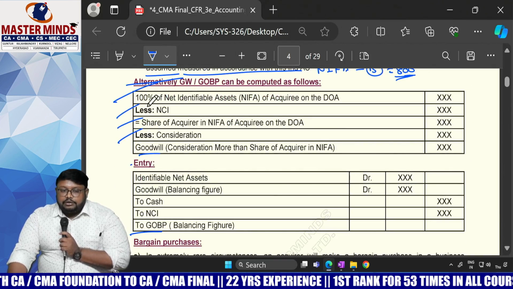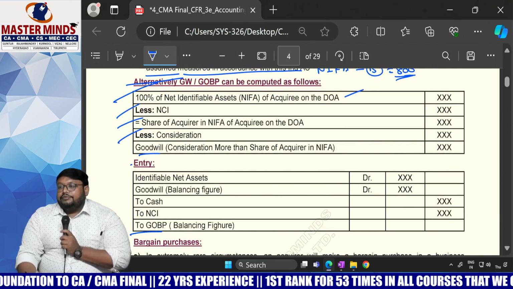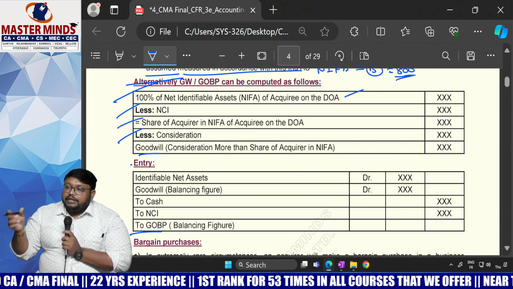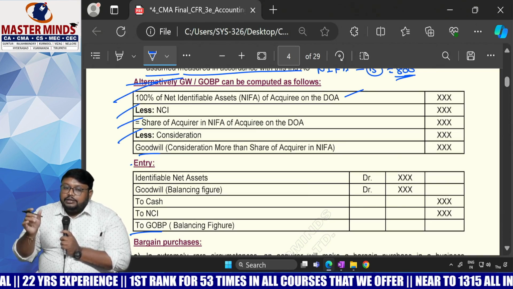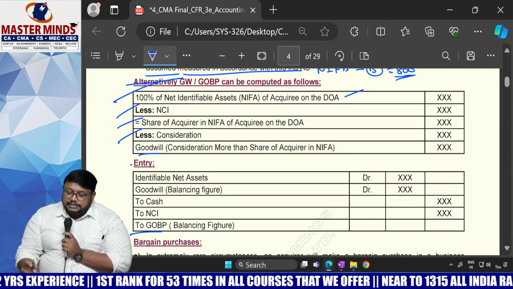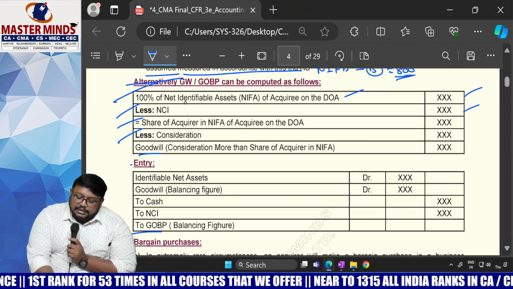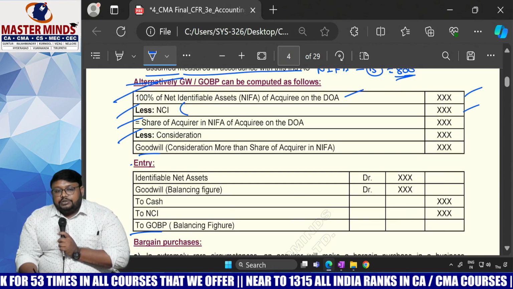Every time we are talking about the same thing: 100% net identifiable assets, how much? Which is nothing but the net assets of the acquiring company, at fair value on the date of acquisition. What is the net assets? First you calculate that. From that we have to remove NCI. NCI can be calculated on two bases, either fair value or proportionate, according to the question.